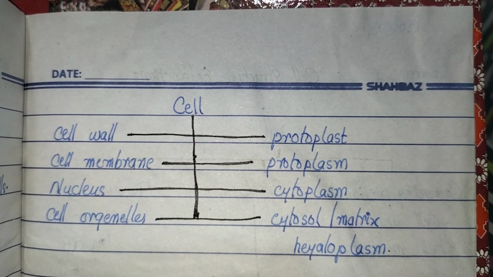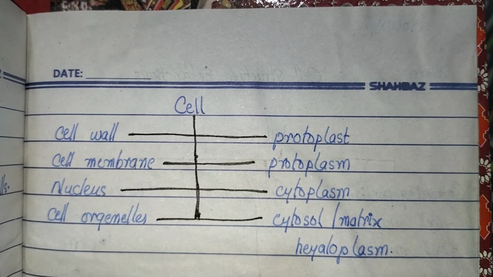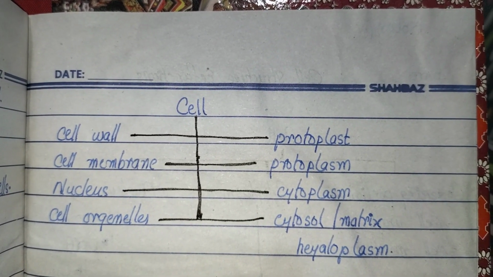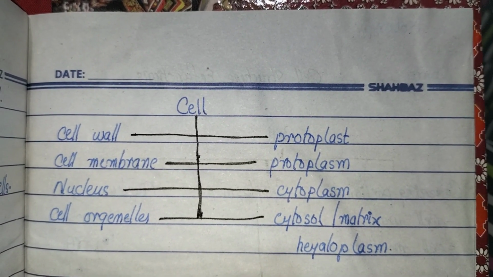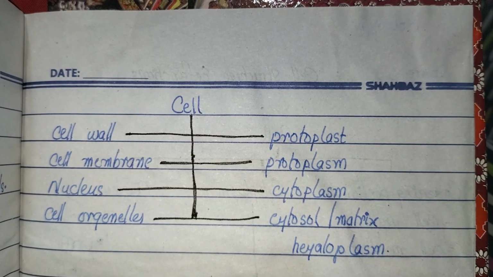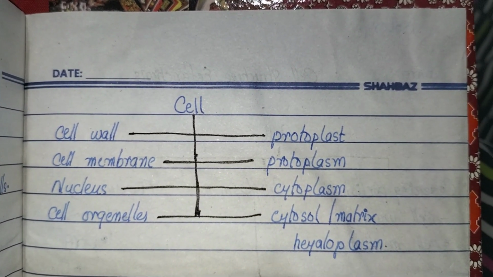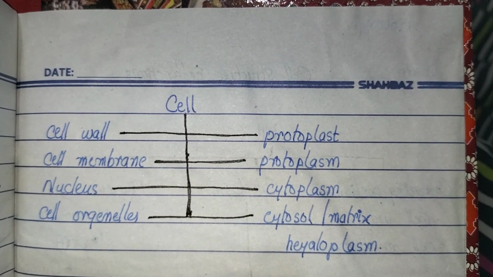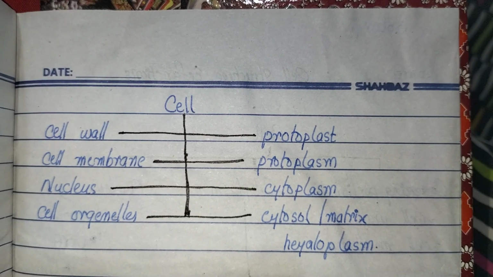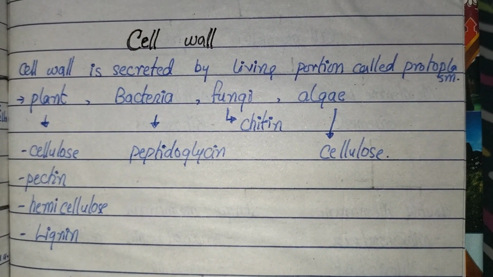When the cell wall is not present, the cell is called a protoplast. When the cell wall and cell membrane are not there, the cell is called protoplasm. When the nucleus, cell membrane, and cell wall are not there, the cell is called cytoplasm. And when the cell organelles, nucleus, cell membrane, and cell wall are not present, then it is called cytosol or the hyaloplasm. Now we will discuss the cell wall.